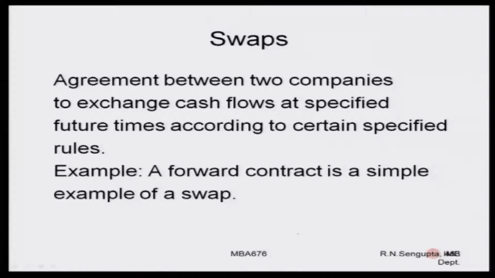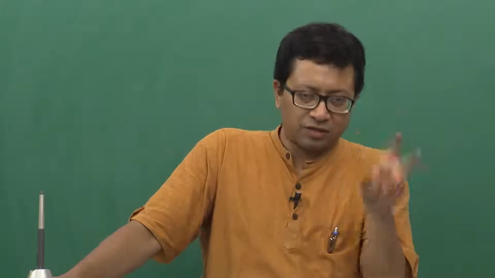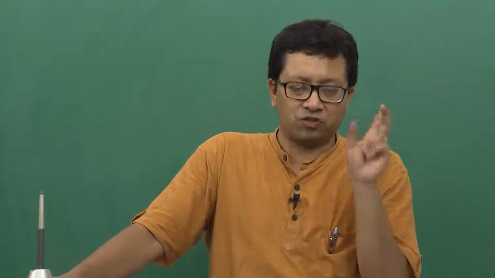So, a swap is an agreement in general between two parties, two companies, to exchange cash flows at some specified future times according to certain specified rules. A forward contract is a very simple example of a swap, but in a forward contract there is only one exchange. While for a swap, the exchanges happen at intervals of time and some fixed amount of money is exchanged between these two parties.